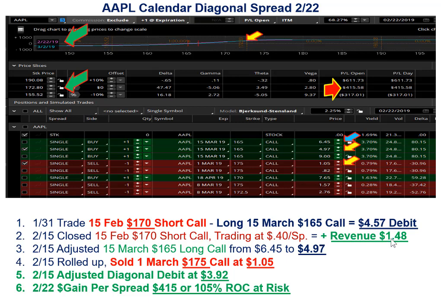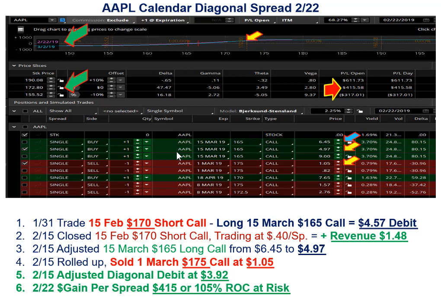Now what that does for you is it adjusts down the long dated 165 call from 645 to 497, and then we could have just stayed long that, let it run if we thought it was going to go up. Or what we did on this trade, we went ahead and rolled out and sold the March 1 series 175 call, so $5 higher, and brought in $1.05. So now we had an adjusted calendar debit at 392, and you can see on the 22nd it went to 415, now up 105%. So a great way to increase it.